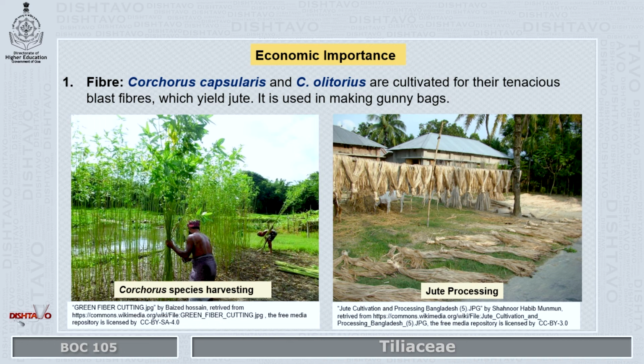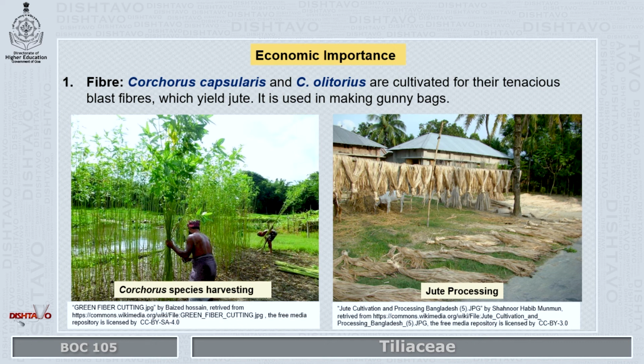The first one is the fiber. We have already seen the Corchorus species. Corchorus capsularis and Corchorus olitorius are cultivated for their tenacious bast fiber, which yields jute. So it is used in making gunny bags.